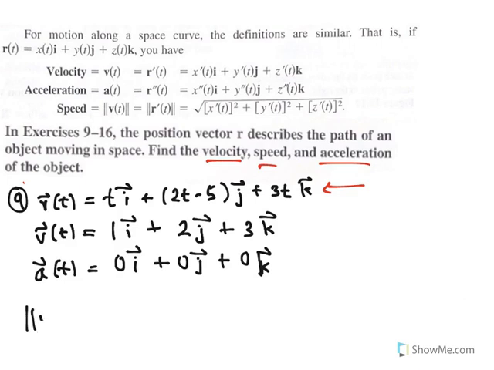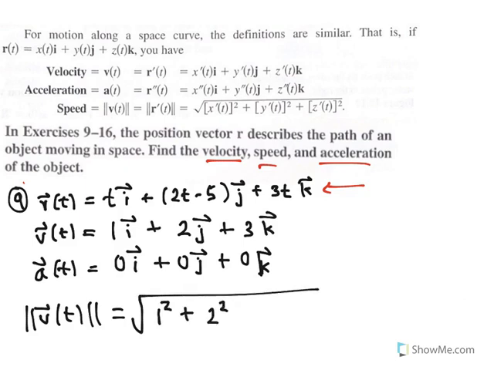And if you wanted to find the speed, you need to find the magnitude of the velocity. In our case, for this particular problem, the speed would be a constant speed for all times, and it would be the square root of 1 plus 4 plus 9. 1 plus 4 plus 9 is 14, and that would be a constant speed.